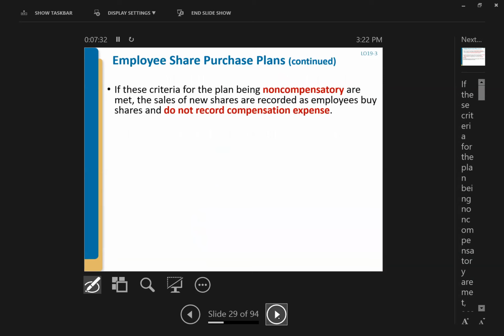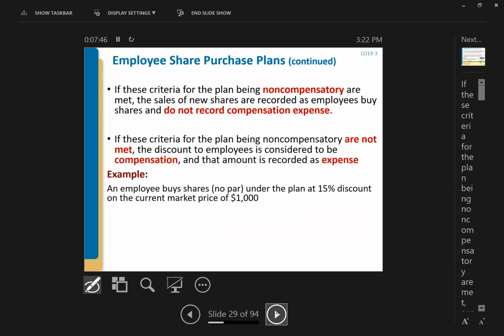So if these criteria are met, we don't have to record it as an expense. It's just a benefit that we're giving to our employees, and we do not have to record compensation expense. If these criteria for the plan being non-compensatory are not met, then we have to record it as an expense.